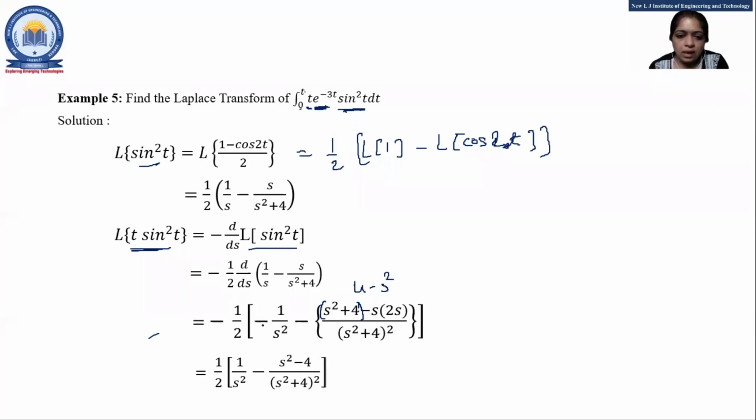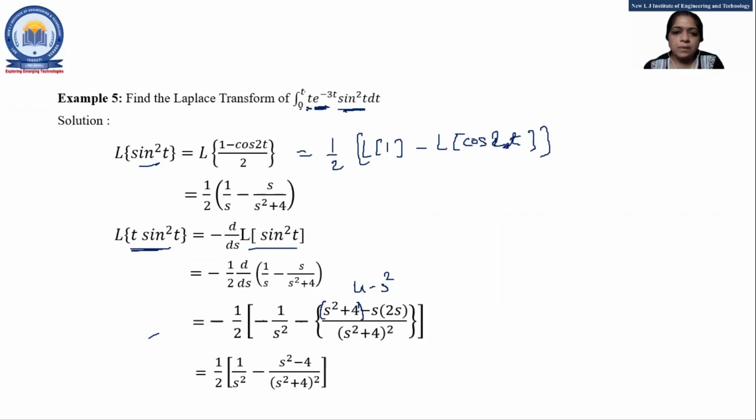If I take minus common there, then both terms will convert into plus. But the 4 minus s square, I put as s square minus 4, so the minus sign is again in front of the second term. Got it, everyone? Here I take minus common, so this term and this term convert into the plus sign. But 4 minus s square, I put s square minus 4, so it is again minus. Now, this is the Laplace of t sin square t.